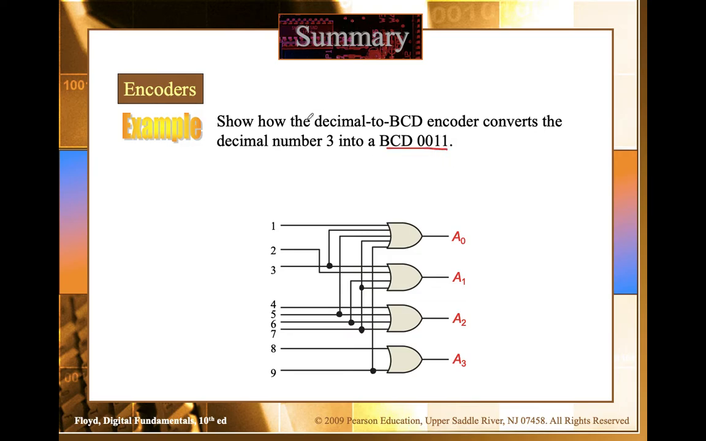Now, show how the decimal to BCD encoder converts the decimal number 3 into a BCD code, 0011. How can we convert 3 into this code? I think it's pretty simple, isn't it? Just think about it for a minute. I just showed you in the previous figure: 3 will be 1, all of the other inputs will be 0. So you can keep writing 0, 0, 0, 0. Since this is the only 1, this will obviously be 1.